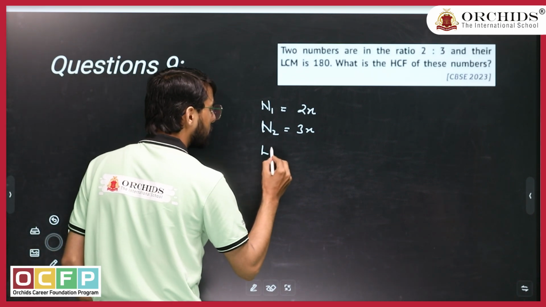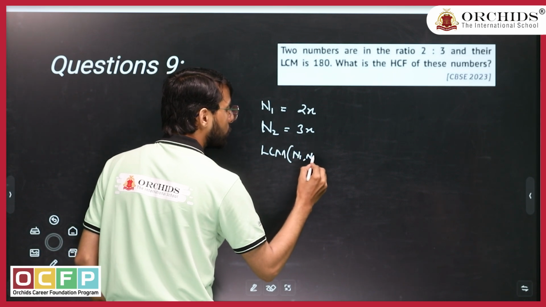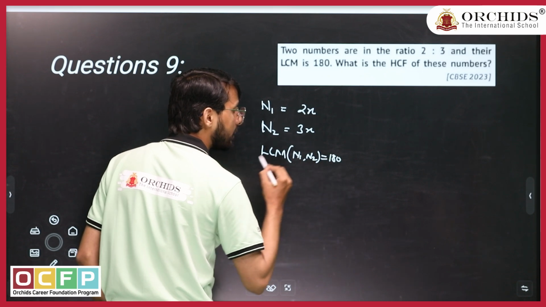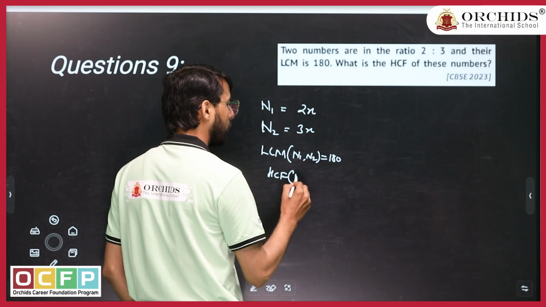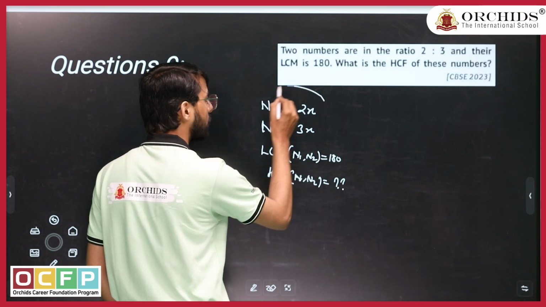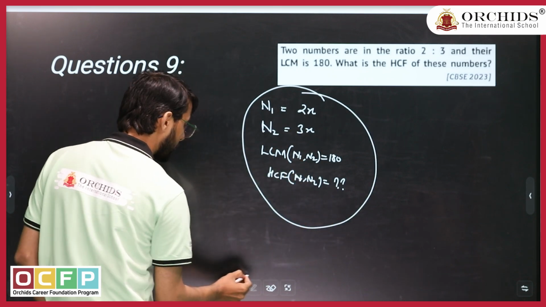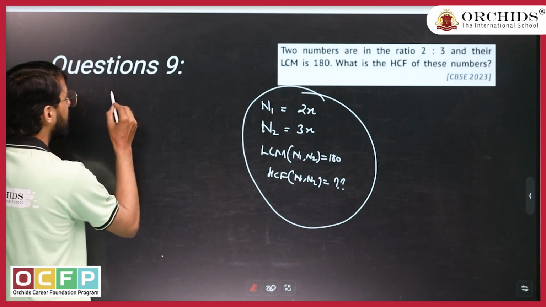So the given part is LCM of n1, n2 equals 180. LCM is given to you, and HCF of n1, n2 they are asking. So this is the part. Now let's begin. How to find HCF? What is the relation we know?